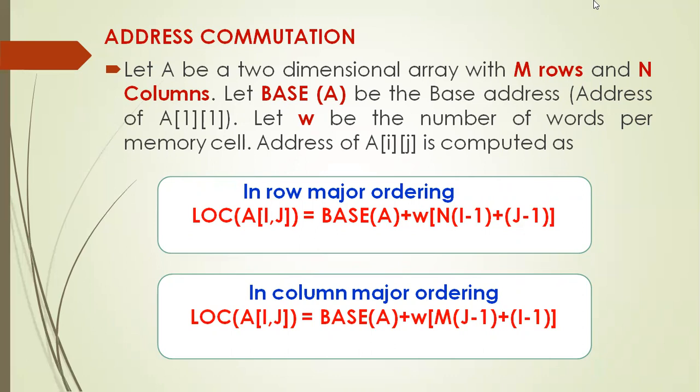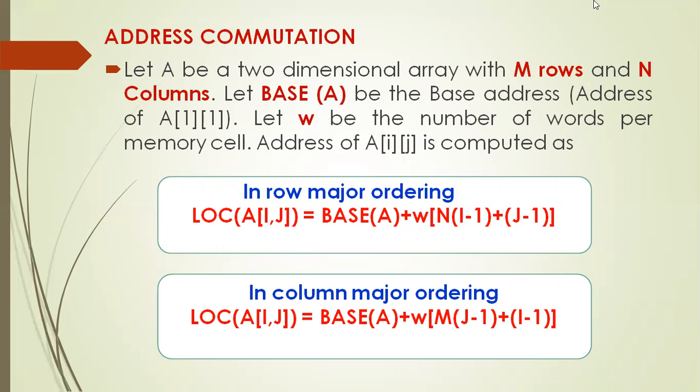If the matrix is of double type, W will be 8. If the matrix is of char type, W value will be 1. And if you know the base address, in row major ordering, the address of any ijth element is computed as base address plus W, which depends on the data type, times n, where n denotes the number of columns, within the parenthesis, i minus 1 plus j minus 1.